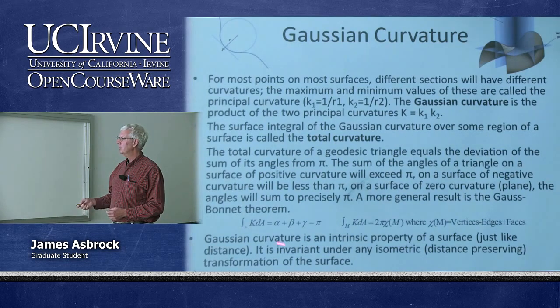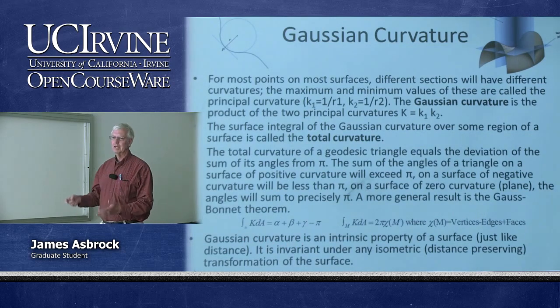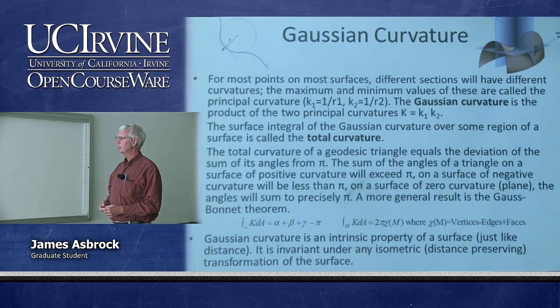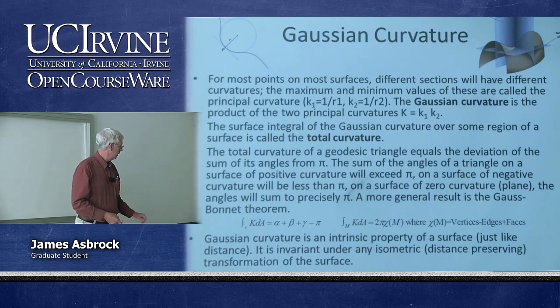So what Gauss basically found is that Gaussian curvature is an intrinsic property of the surface, just like distance, just like angles, and it's invariant under any kind of distance-preserving transformation.